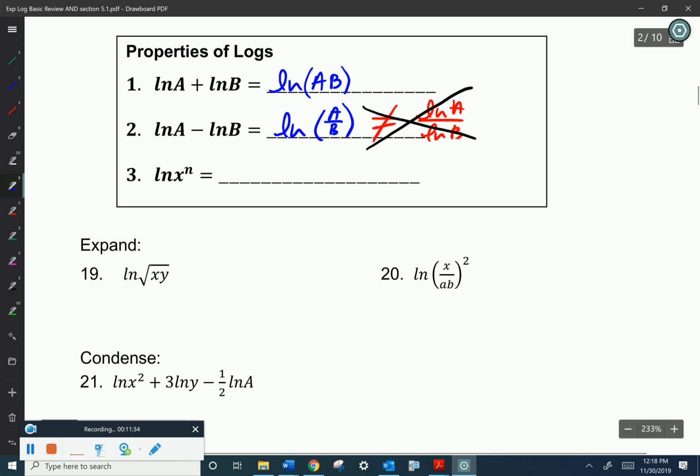Okay, and then the last property is if you have the log of some power, something with an exponent, then if you want, you can move that exponent down in front, so that whatever that exponent is can come down in front, and then you just have log of x. It just depends on the context of the problem. You might want the exponent down in front, or you might want it up here as an exponent.